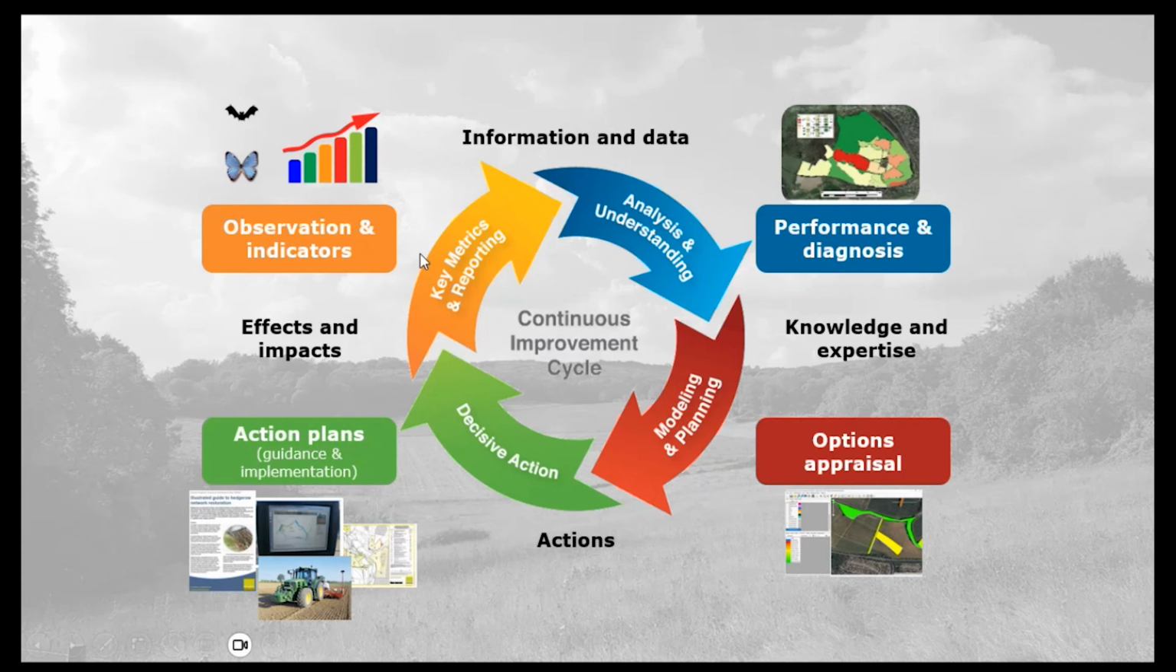The idea being, obviously, you take various data from here, feed that into your system over here to be able to work out strengths and weaknesses in the landscape, diagnose issues, combine that with knowledge and expertise to come up with solutions for a range of different options, and then implement those with actions, with various guidances to support that, and hopefully that has the desired impact. So we'll run through that. We can start anywhere on this cycle. We're going to start with observation and indicators.